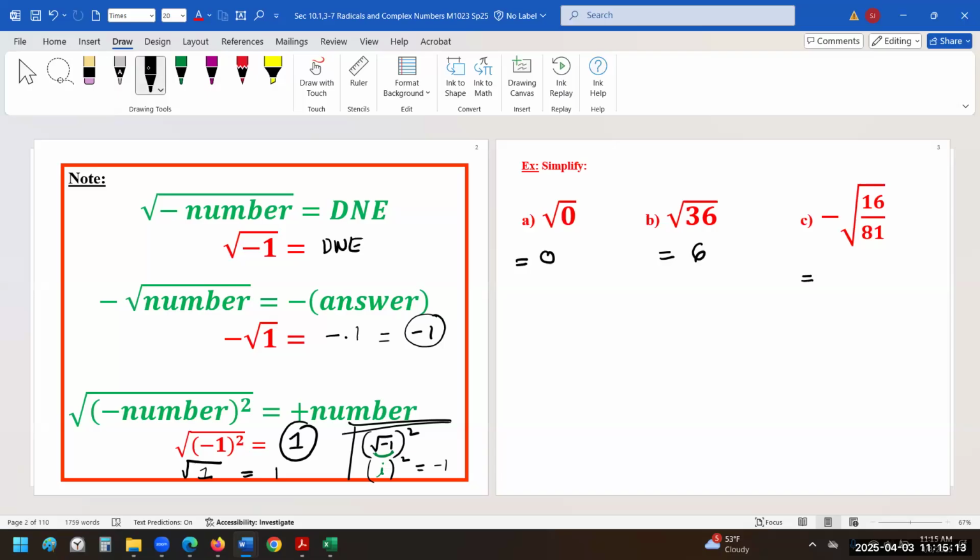Then we have a negative. Is it inside the radical or outside the radical? Is it a multiplication or is it not a real number? Multiplication is outside, so you bring it down. Outside means multiplication, so you bring it down. What is the square root of 16? And the square root of 81? 9.